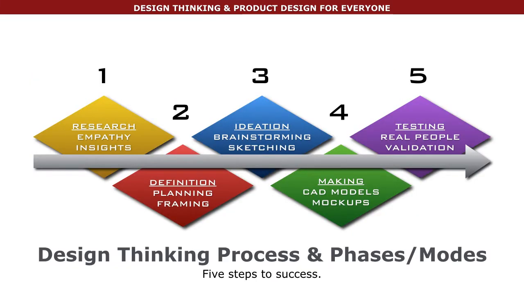The design thinking process has 5 phases or modes, as can be seen in this diagram. Each phase of the design thinking process has specific characteristics, objectives, tools, and methodologies.